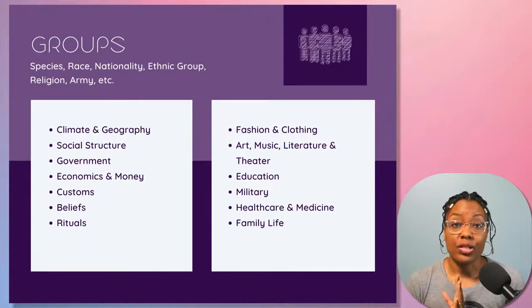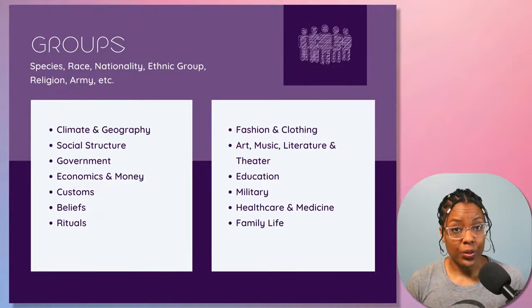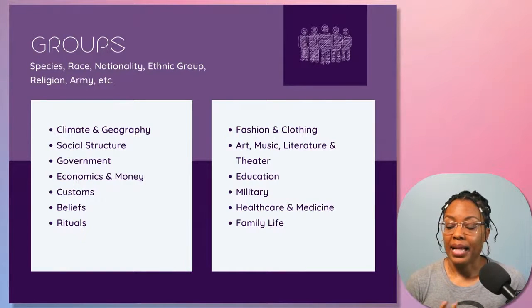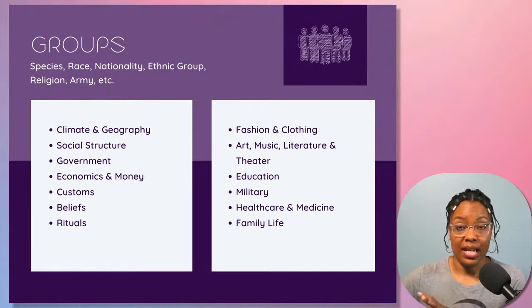If it is a religious group, whether it's a real one or an invented one, I'm going to put the beliefs and the rituals. Maybe there's specific clothing that they wear. Like I have in my Earthsinger Chronicle series, there is this order called the Sisterhood. They are basically like nuns, and they wear specific clothes, and they have specific customs and rituals. And I would also do this for my invented nations.